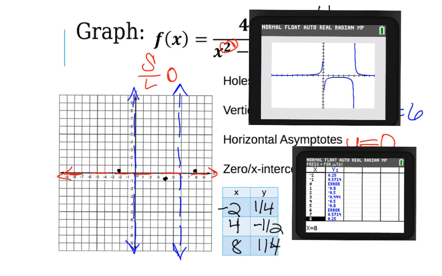We should know that these rationals are going to continue on towards those asymptotes, even though it may not look like it there.